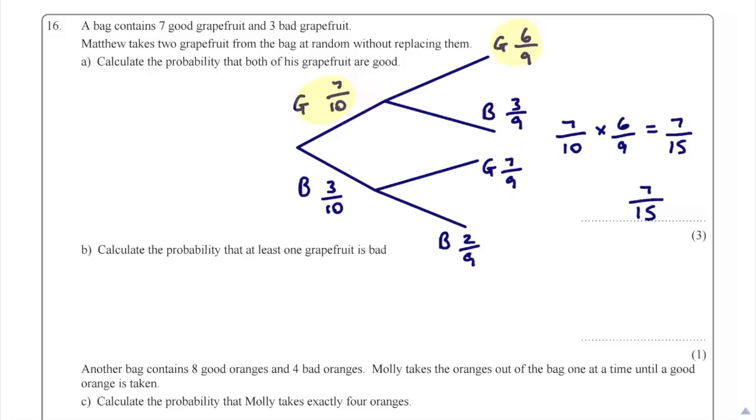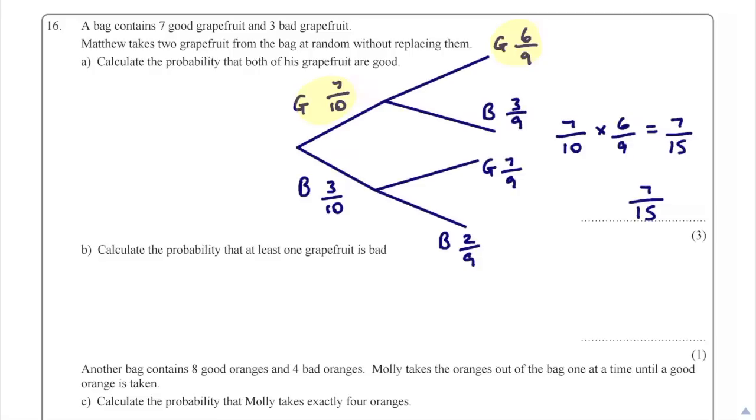Part B says calculate the probability that at least 1 grapefruit is bad. Now there's a few ways you could do this. You could look at the tree diagram and say if he picks out good grapefruit, it's going to be 7 tenths multiplied by the probability that he picks out some bad grapefruit, which is 3/9. Or he could pick out some bad grapefruit first, then some good grapefruit second, or in both attempts he could just pick out bad grapefruit.